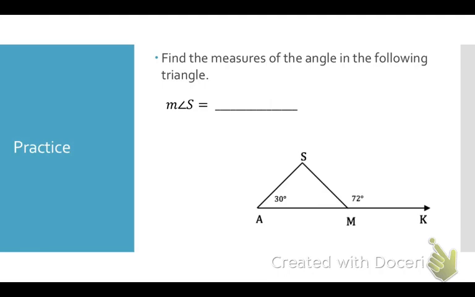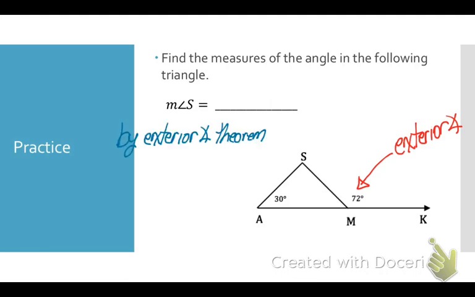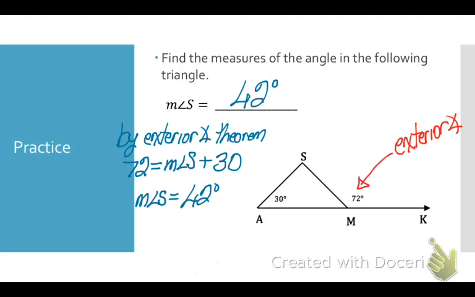Find the measures of the angles in the following triangle. Well, notice that I've extended one side of my triangle, so therefore I have an exterior angle. And I know by the exterior angle theorem that the 72 degrees, that exterior angle, has to equal the sum of the two opposite interior angles, and that would be angle S and angle A. Angle A is 30, so 72 has to equal the measure of angle S plus 30. And I'm just going to do the math and find that the measure of angle S is 42 degrees.